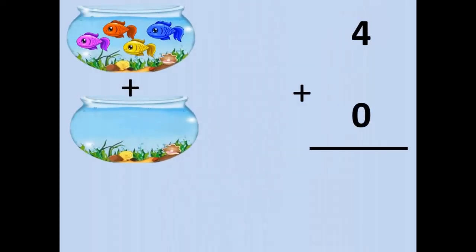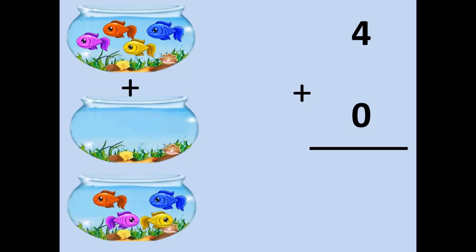Let us count. There are 1 fish, 2 fish, 3 fish and 4 fish in the first bowl. And there are 0 fish, or no fish, in the second bowl. Altogether, we have 4 fish only. It is clear that if we add 0 to any number, we get the same number because 0 is nothing.